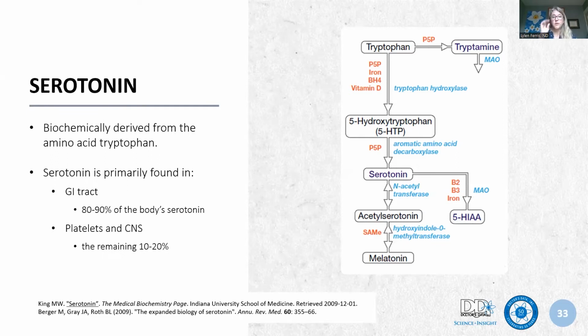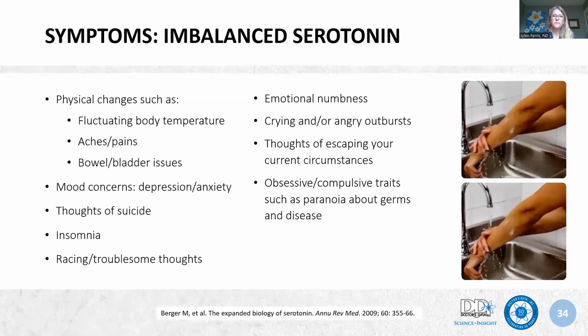And we'll start with serotonin. So biochemically, serotonin is derived from the amino acid tryptophan. Even though we know it's very important for mood, it's primarily found in our gastrointestinal tract. Up to 90% of the serotonin is secreted in the gut, and the remaining 10% or so in the platelets and the CNS.